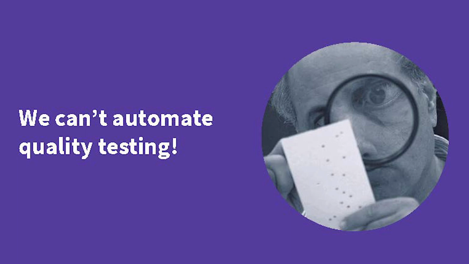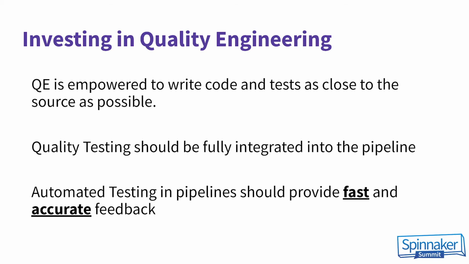The next one: we can't automate quality testing. What are you talking about? Correct. You can't just automate it. You have to make an investment in quality engineering. This is the gotcha of the talk. Quality engineers should be empowered to write code and test as close to the source as possible. However, for the developers in the crowd, this does not mean they're going to write your unit tests. You're still on the hook for that.